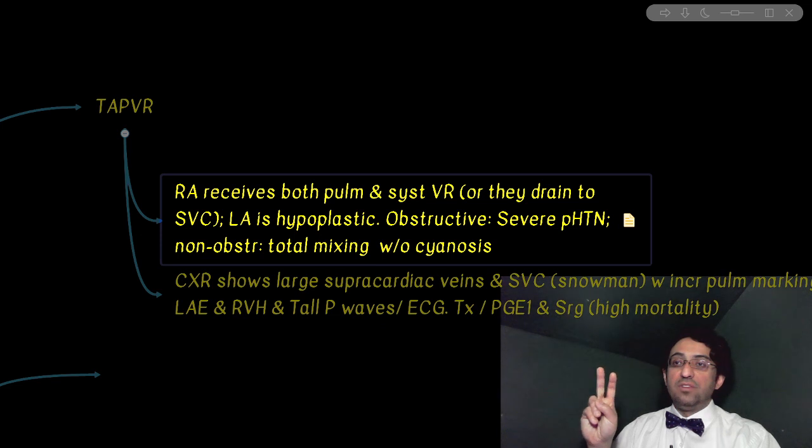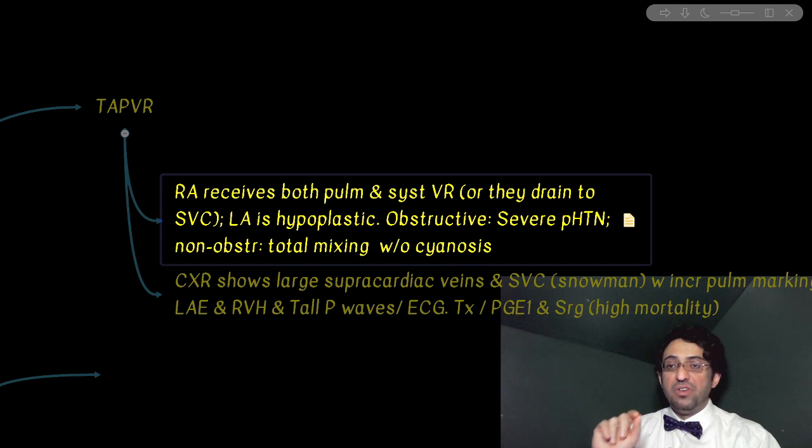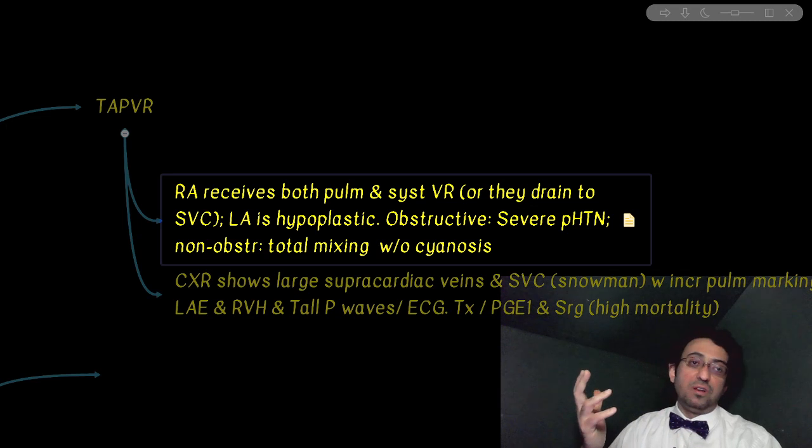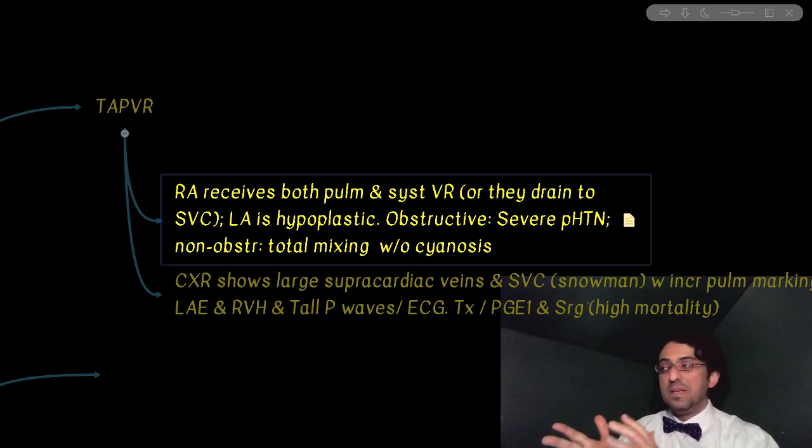What are the two main types of total anomalous pulmonary venous return? Obstructive versus non-obstructive type. What is the obstructive type? When there is a form of obstruction in the pulmonary veins on their path towards the anomalous destination, and this would translate into extreme elevation of pressure within the pulmonary veins with early pulmonary hypertension and heart failure, while the non-obstructive type is associated with just total mixing of the blood without cyanosis.